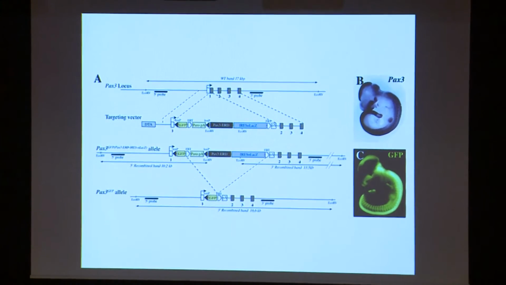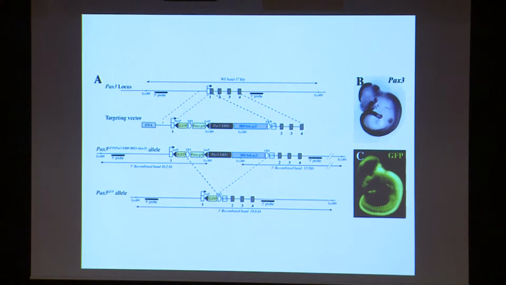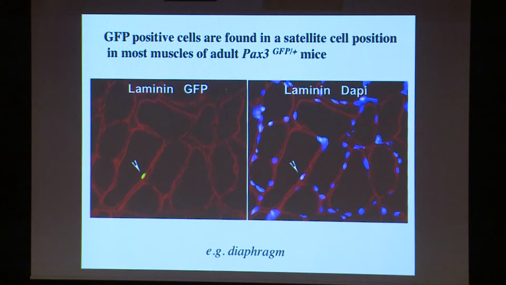We went back to our PAX3 GFP knock-in mice that we had generated in the lab, and that were very useful for the study of embryonic development and the contribution of PAX genes to this process. We were not particularly expecting PAX3 to be expressed in the adult, but through the expression of the reporter, GFP, the green fluorescent protein, in some adult muscles we could detect the presence of green nuclei in cells in satellite position. That was quite provocative.